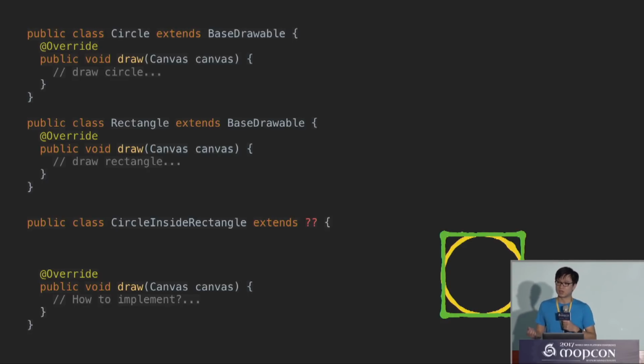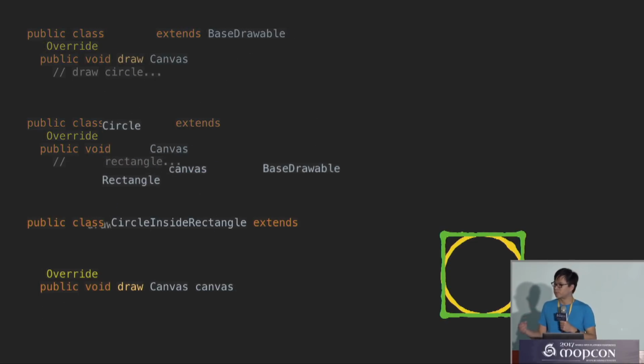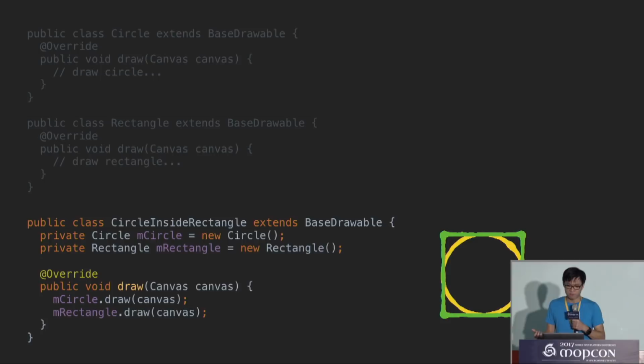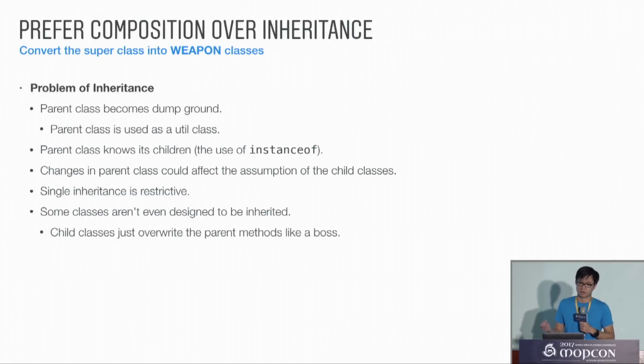Instead of trying to inherit anything, convert the superclass into a weapon class. You have the circle class as your weapon, you have the rectangle class as your weapon, and you use circle.draw or rectangle.draw to draw the circle inside the rectangle. You don't need to extend from either circle or rectangle. So the next principle I want to talk about is to prefer composition over inheritance. The essence of it is to convert superclasses into weapon classes, hold on to them and use them instead of trying to inherit them.